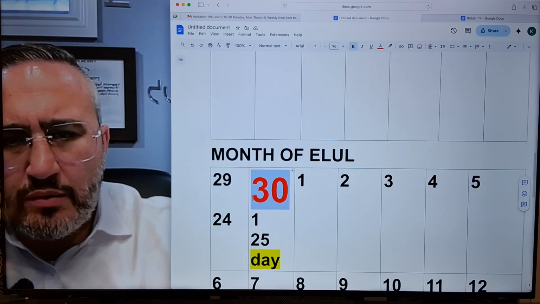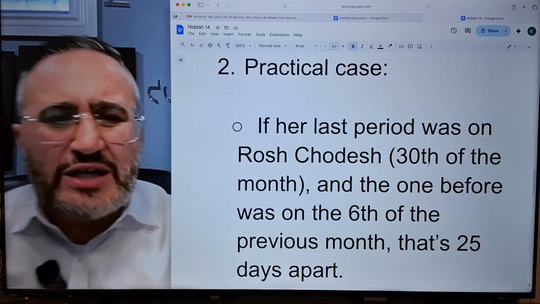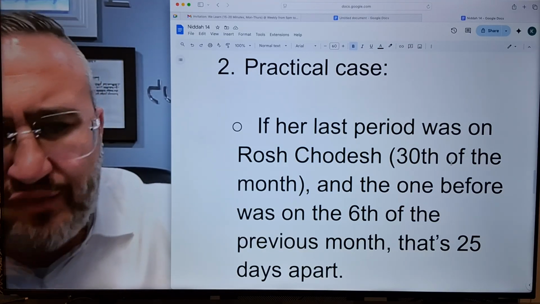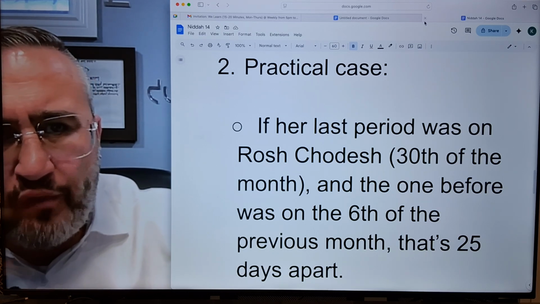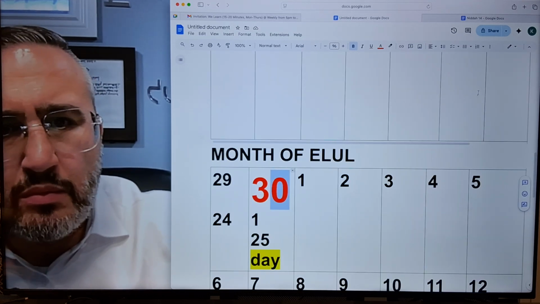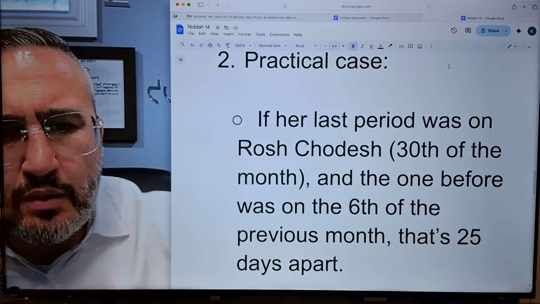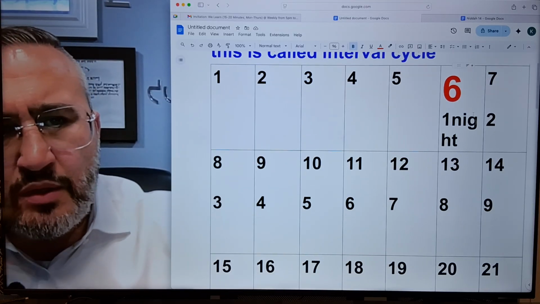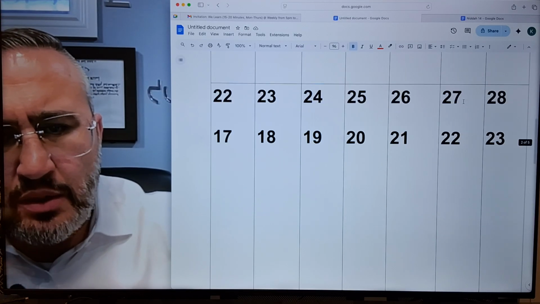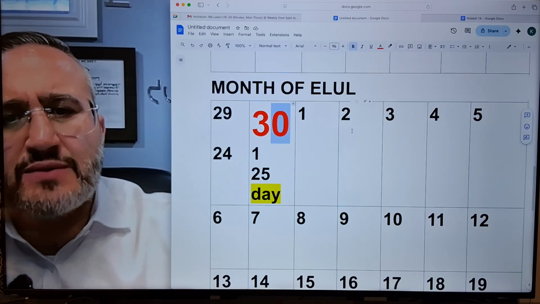right over here, if her last period was on Rosh Chodesh, meaning the 30th of the month, and the one before was on the 6th of the previous month, over here, okay? That's 25 days apart. How do we get 25 days? Very simple. We count it from day number 6 till day 30th. We count over here. That is 25 days.